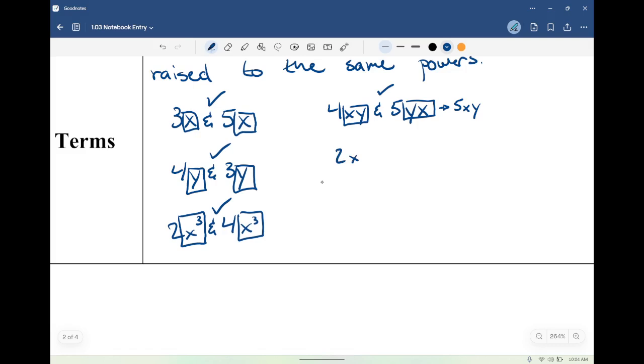Now, if we have something like 2x cubed and 4x squared, we have x and x, which is awesome. But if we look, they have different exponents. The first one's cubed and the second one is squared. Because they are literally not the same value as an exponent, these are not like terms.